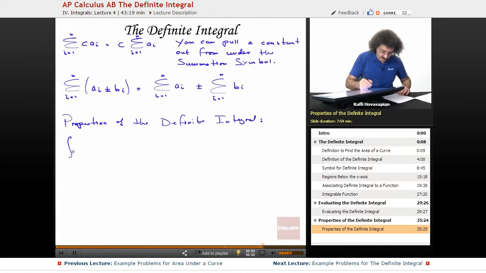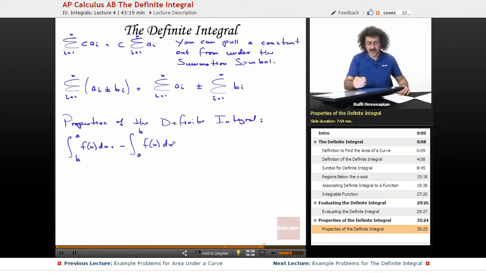Okay. The integral from b to a of f of x dx is equal to the negative of the integral from a to b of f of x dx. In other words, if I switch the order of integration, here my delta x is b minus a over n. Here it's going to be a minus b over n. If I integrate from b to a instead of from a to b, all I do is switch the sign of the integral. That's it. Very, very simple. That is all.